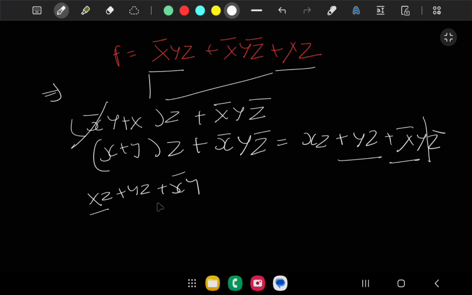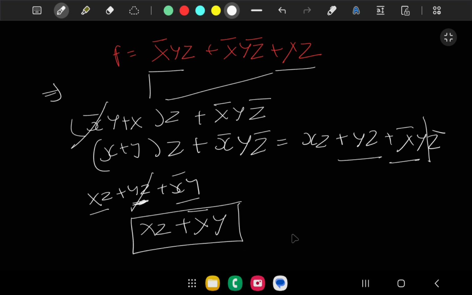So in the happy times z is there, in sad times y is there, and they're together. So what? Remove them. Xz plus x bar y. This is the consensus theorem property. So they were doing a party, so we just removed them. So this is the answer. That's all for this lecture. We'll meet in the next lecture.